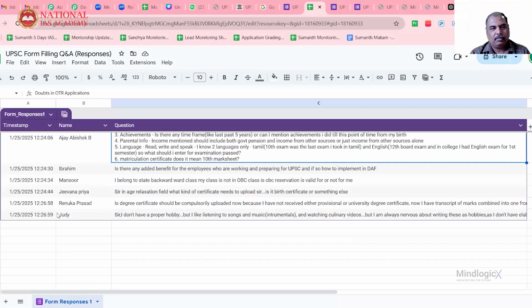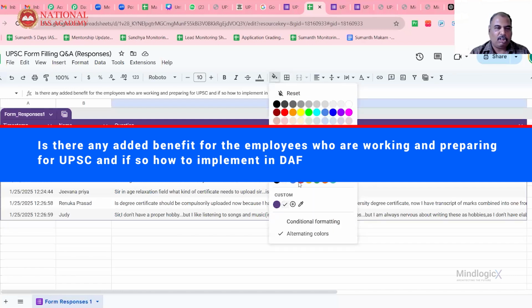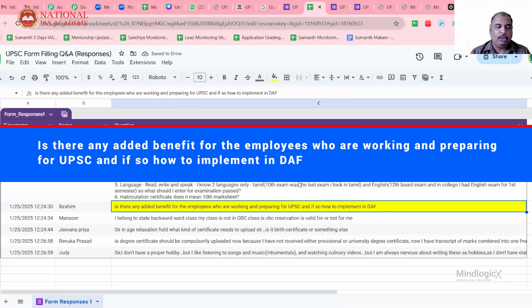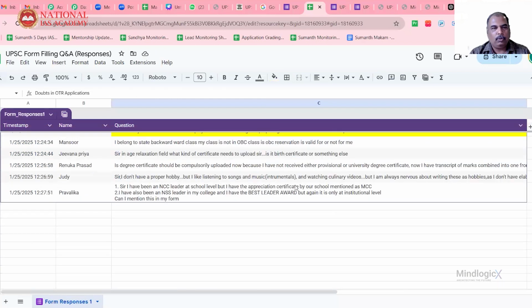That's all. Is there any added benefit for employees who are working and preparing for UPSC, and if so, how to implement it? What do you mean by employee? You should be specific. Generally, an employee doesn't have anything. But if they are an employee in defense, with short service, and get into civil service, yes, they do have some benefits. Other than that, there is no benefit in having state services or central services.